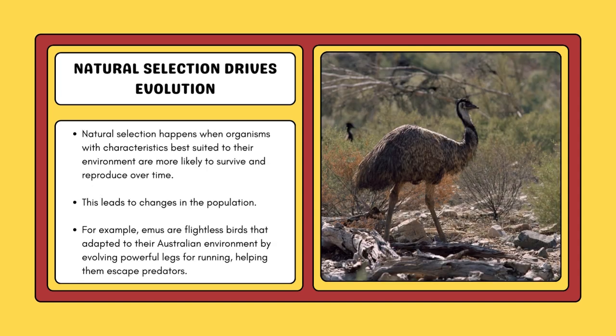Natural selection drives evolution. Natural selection happens when organisms with characteristics best suited to their environment are more likely to survive and reproduce over time. This leads to changes in the population. For example, emus are flightless birds that adapted to their Australian environment by evolving powerful legs for running, helping them escape predators.